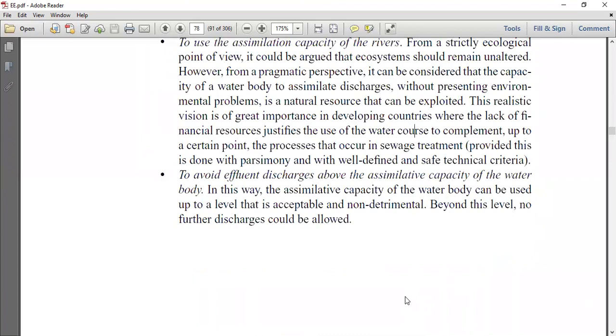So, to avoid effluent discharge above the assimilating capacity of the water body, in this way the assimilating capacity can be used up to a level that is acceptable and non-detrimental. Beyond this level, no further discharge would be allowed.